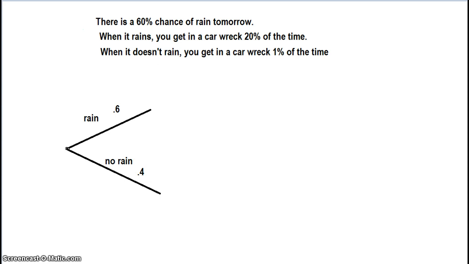Alright, well, after you've traveled that branch, let's look at our next event, which is, are you going to get in a car wreck or not? So if it rained, you have 2 options. Let's change the color there. So we're on a different event, number 2 now. So after it rained, you can either get in the wreck, or you can have no wreck. You drove safely. Well, the same thing plays out for if there was no rain. You still have the 2 options of either getting in a wreck or no wreck.